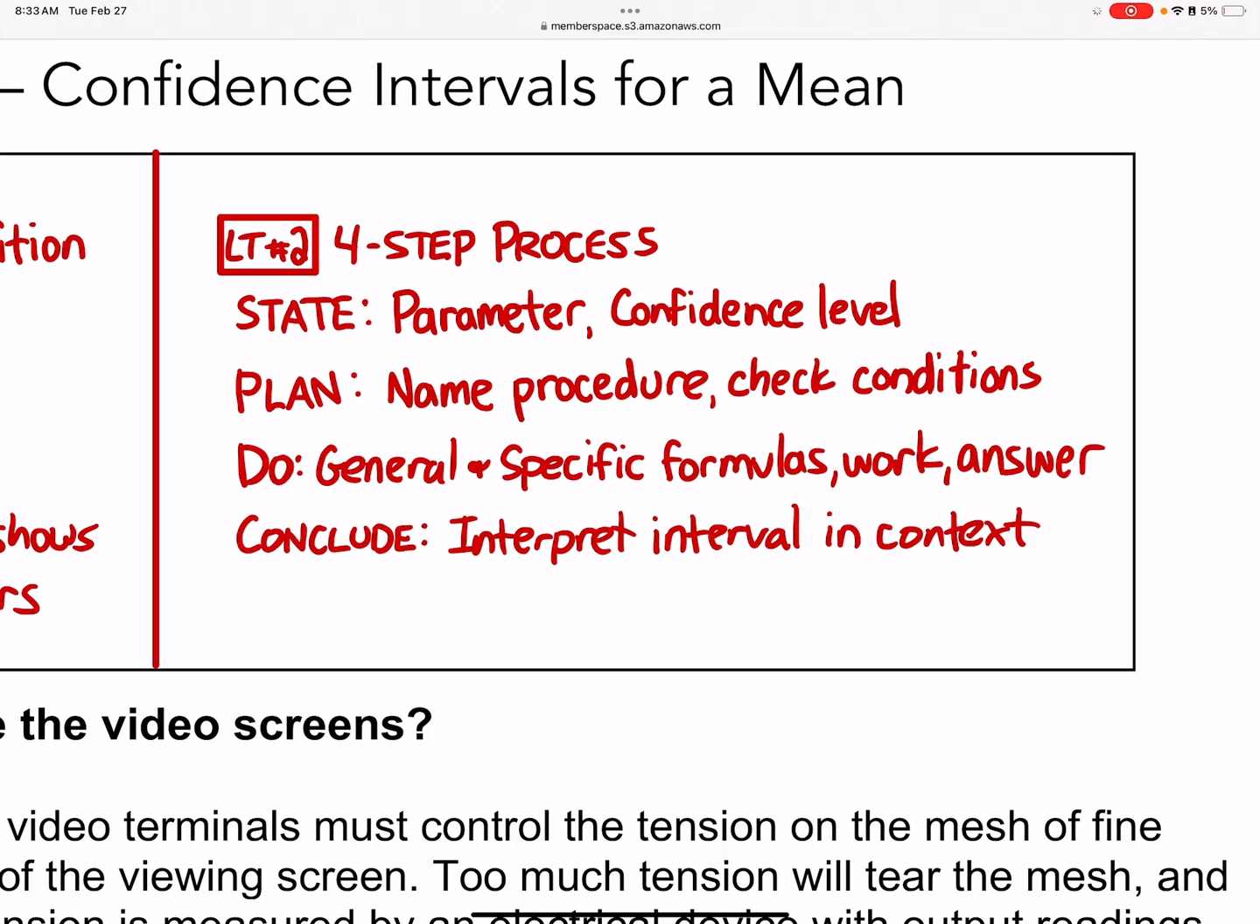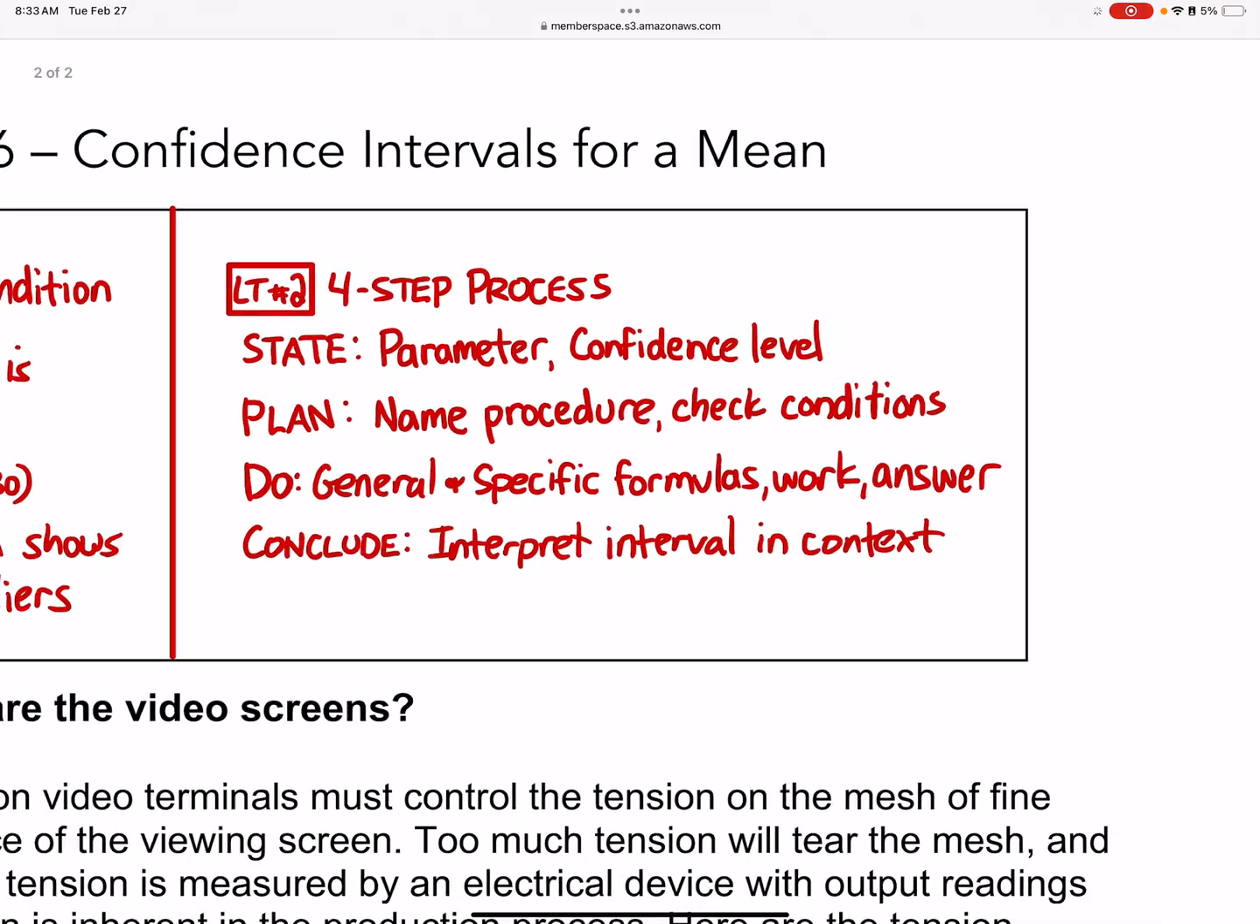So the one that you'll see, or PANIC, excuse me, I said phantoms because we're doing something else. This would be PANIC, where P is parameter, the same thing. And you'll see A is assumptions and conditions, which is the same thing as here. And then you name the confidence interval, and then you're going to set it in context. So this is state, plan, do, conclude, the same idea that we're going to be doing.